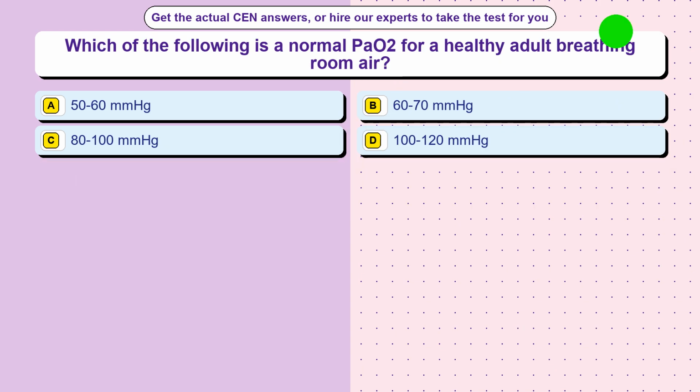Question 79. Which of the following is a normal PaO2 for a healthy adult breathing room air? Option A, 50 to 60 mmHg. Option B, 60 to 70 mmHg. Option C, 80 to 100 mmHg. Option D, 100 to 120 mmHg.